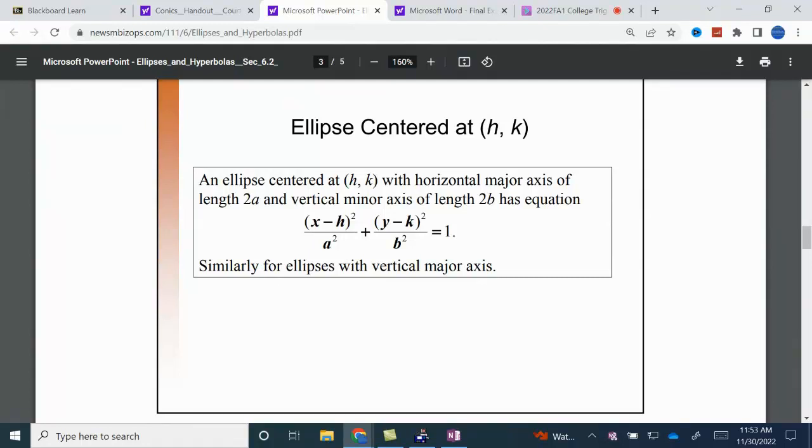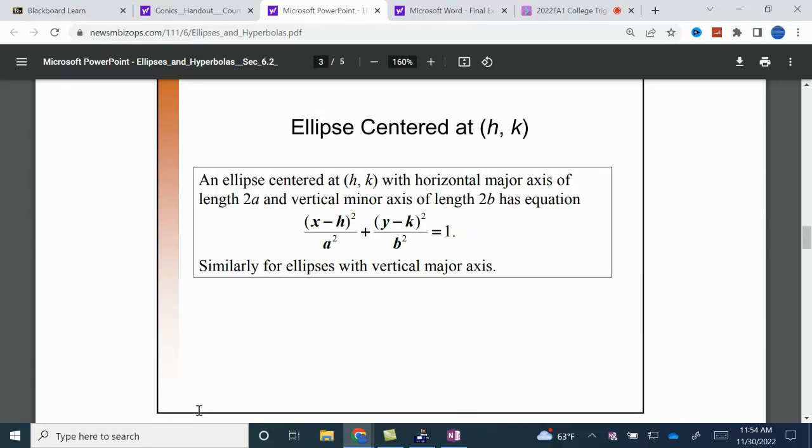So here we have the standard form for ellipses that are not centered at the origin. We have (x − h)² over a² plus (y − k)² over b² equal to 1. Notice that the standard form for any ellipse is always set equal to 1. Both terms are added together. Keep in mind that for the vertex, h always follows the x coordinate and k always follows the y coordinate.